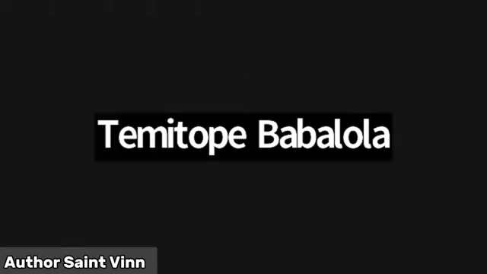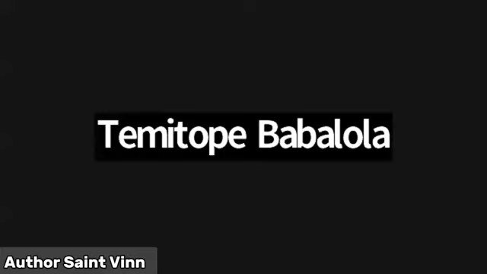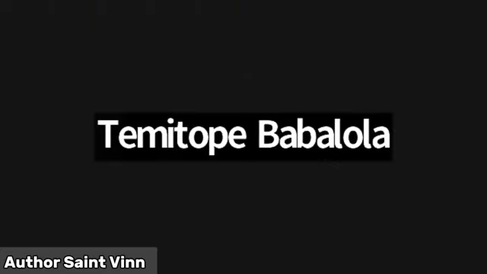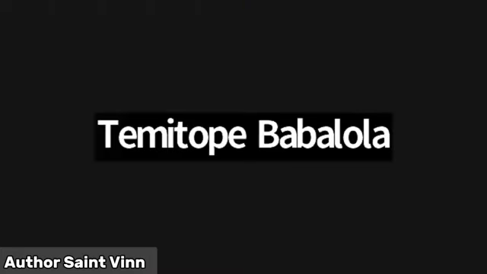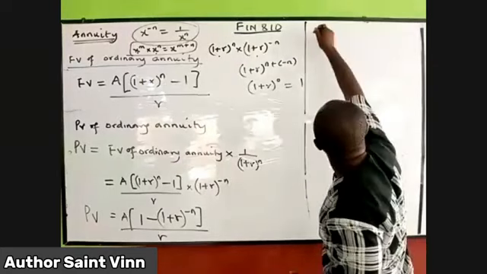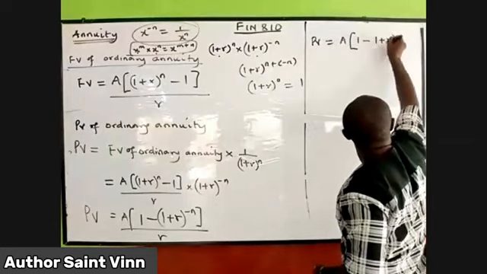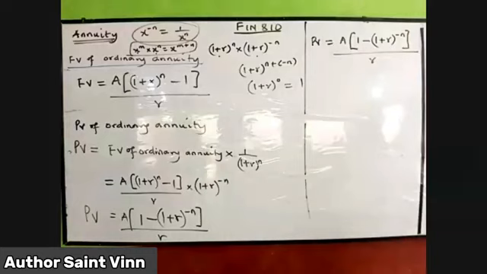Now we can't see the present value. That present value helps us to rewrite it. It's not showing. So the present value is A into 1 minus 1 plus R raised to power minus n, all over R. So that's the formula.